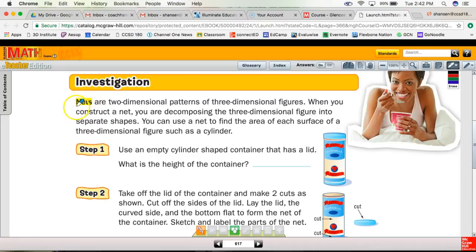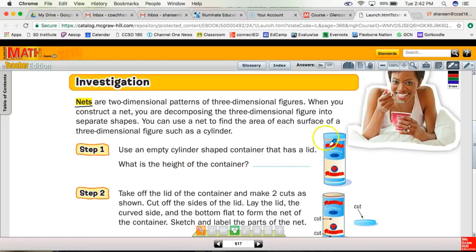This is a vocab word. I'm sure you've heard it before. I know you've heard it in 6th grade, maybe 7th as well. It says that nets are two-dimensional patterns of three-dimensional figures. In other words, it's kind of like a blueprint of a 3D solid if you opened up the 3D solid and laid it out flat. So you're decomposing the 3D figure into separate shapes, and you can use the net to find the area of each of the individual shapes and essentially add them all together.